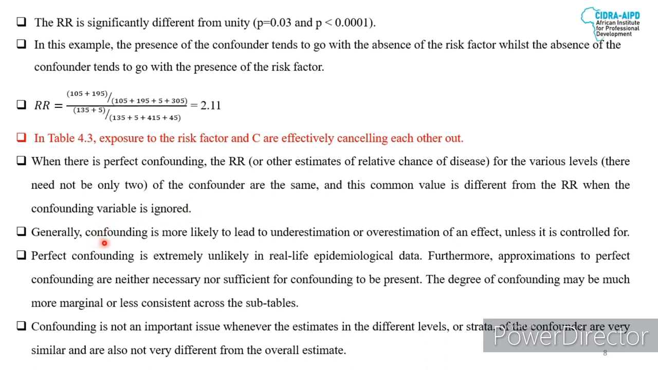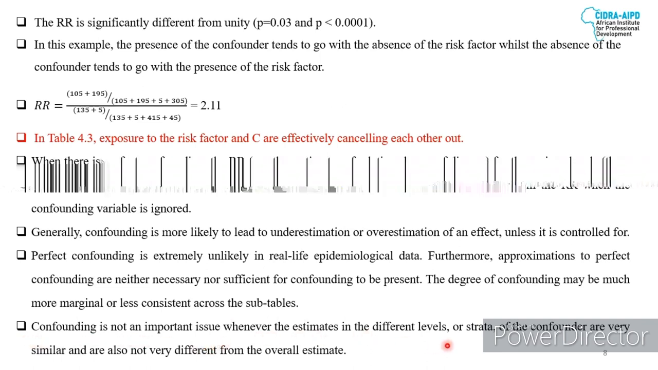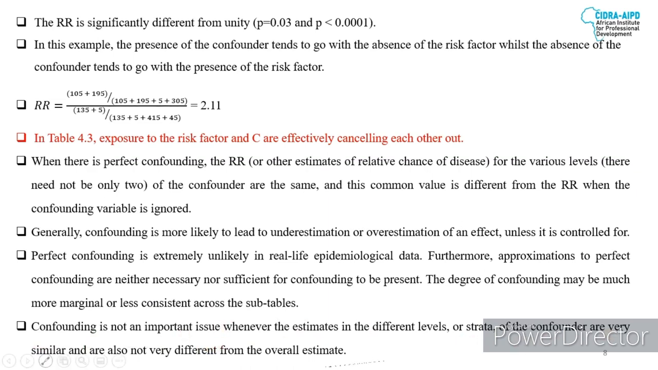The second point is that confounding is generally likely to lead to underestimation or overestimation of an effect unless we control for it. The third point to keep in mind is that perfect confounding is an extremely unlikely scenario in real-life epidemiological data. Furthermore, approximations to perfect confounding are neither necessary nor sufficient for confounding to be present. The degree of confounding may be much more marginal or less consistent across the subtables. The last point is that confounding is not an important issue whenever the estimates in the different levels or strata of the confounder are very similar and are also not very different from the overall estimate.